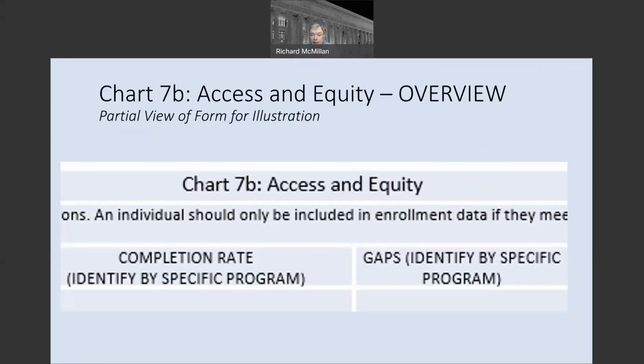Chart 7b, Access and Equity Overview. This is a partial view of the form for illustration purposes only, just so you can see the title of the form. The title of the form is Chart 7b, Access and Equity.